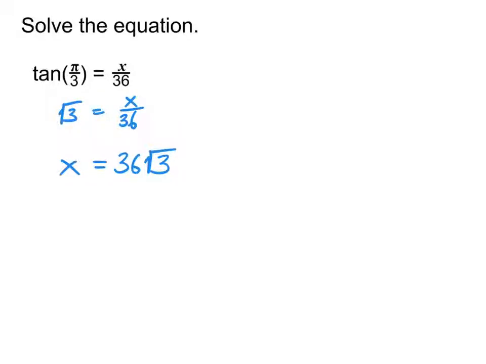All right, so when you end up working this one through, you should just get 36 root 3 as your final answer there.